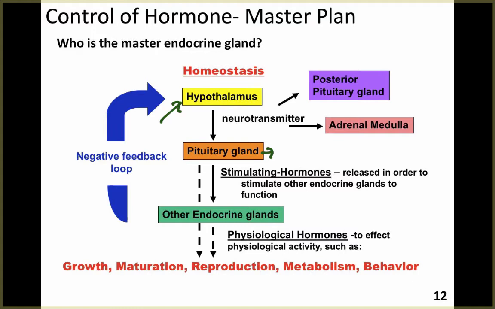For the most part, the posterior helps to store certain hormones, and the anterior pituitary gland is responsible for releasing or stimulating hormones that stimulate other endocrine glands, okay? And from there, you can get physiological changes such as growth, maturation, reproduction, metabolism, and behavior. So when we talk about this, the master of the endocrine system is the anterior pituitary gland.